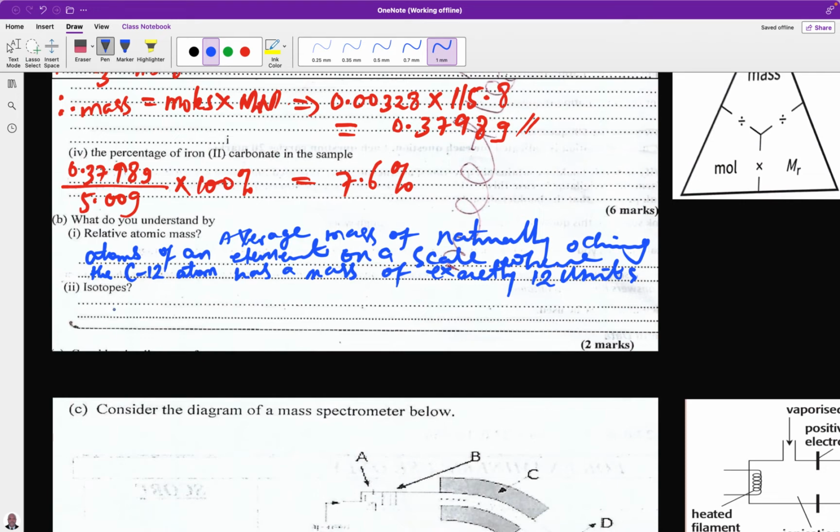And for an example, you can talk of chlorine 35 and chlorine 37. So they are atoms of the same element with the same proton number, that is 17 and 17, but different nucleon number, different mass numbers. Due to what? The difference in them is as a result of different number of neutrons.